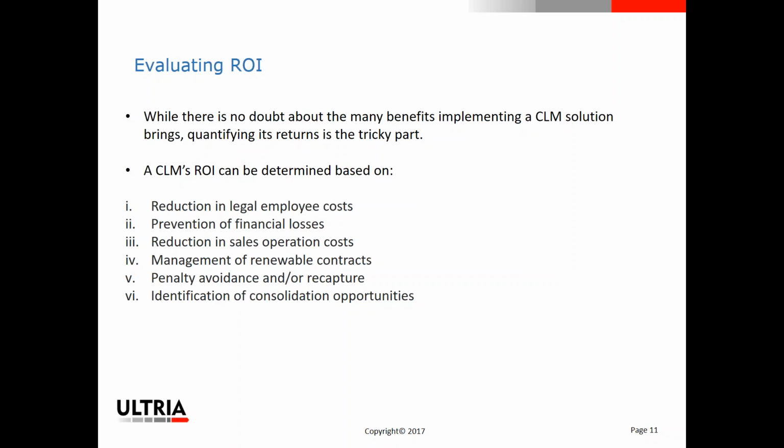The fifth is simply avoiding penalties or recapturing entitlements or penalties from your supply chain. And the one here that is supply chain specific is identification of consolidation opportunities. This is an oft overlooked strategy for supply chain folks in terms of both demand aggregation as well as supplier normalization. Your contract base is a magnificent place to start to provide some very direct, immediate hits to the bottom line.